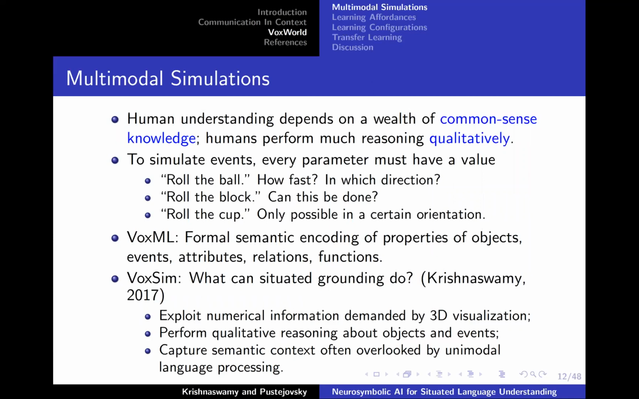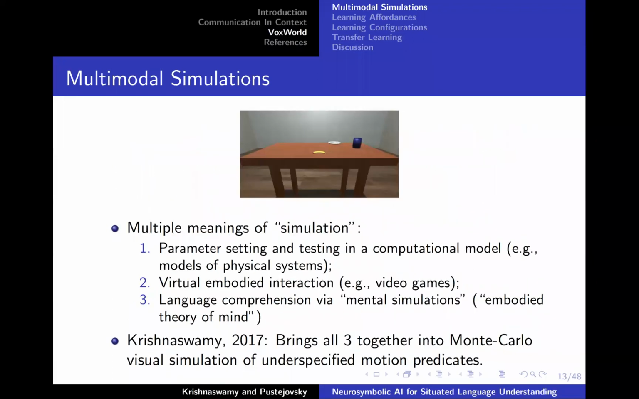And in work leading up to my dissertation, we developed a piece of software called VoxSim that's designed to examine what situated grounding can do. And we found that it exploits the numerical information demanded by 3D visualization, performs qualitative reasoning about objects and events, and captures semantic context that's often overlooked by unimodal language processing. There are multiple meanings of simulation that this brings together, including the parameter setting and testing and the computational models, such as models of physical systems, virtual embodied interactions, such as video games, and then the idea of language comprehension via mental simulations or the embodied theory of mind. In my dissertation, I brought all these three together into Monte Carlo simulation of underspecified motion predicates.